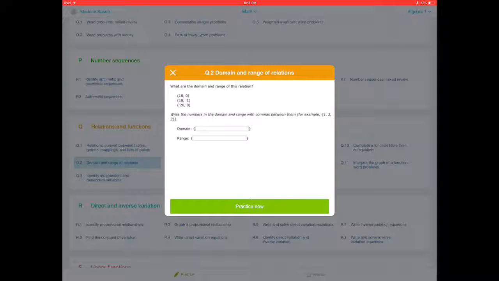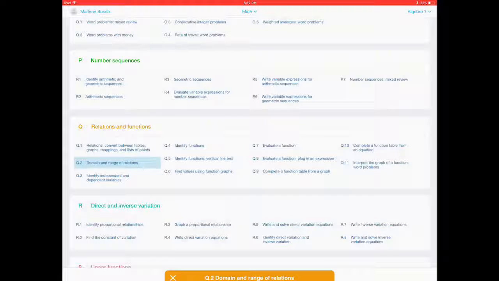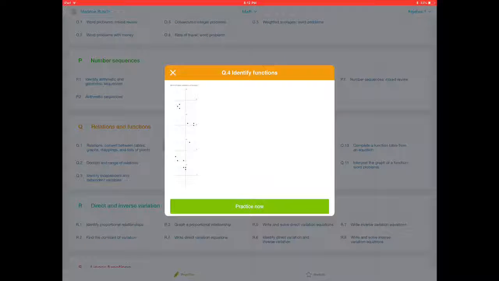Remember, what are the domain and range? Domain is all the X numbers. So what are your X coordinates? 18, 18, and negative 20. How about your range? Range is all the Y's: 0, negative 1, and 0. But remember, you don't have to repeat the numbers. You're not going to do Q3, you're going to do Q4.